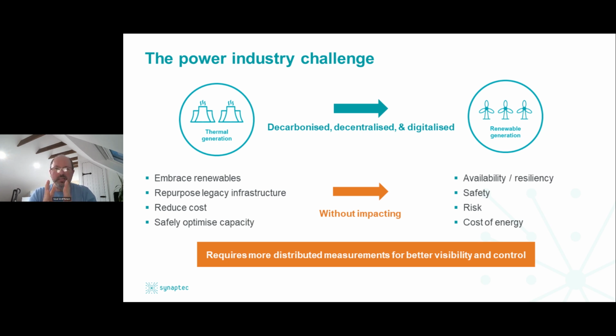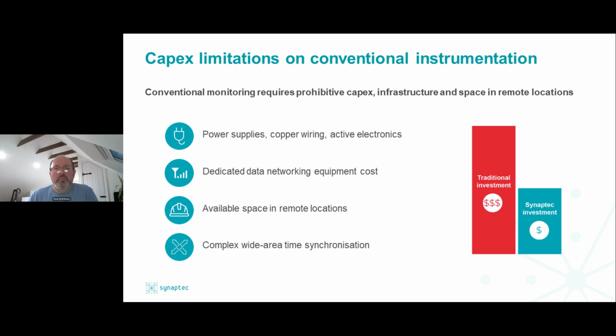We've realized that this is a great time to put more eyeballs, more sensors out into these decentralized remote areas of the grid, as I said, leaving the substation and looking far away, to instrument the network in real time and give better visibility and control to this decentralized world. Basically, as the transition happens, it requires more distributed measurements, and that's what we provide, because again, we don't need things like buildings, civil works, supply of power, or data networking.